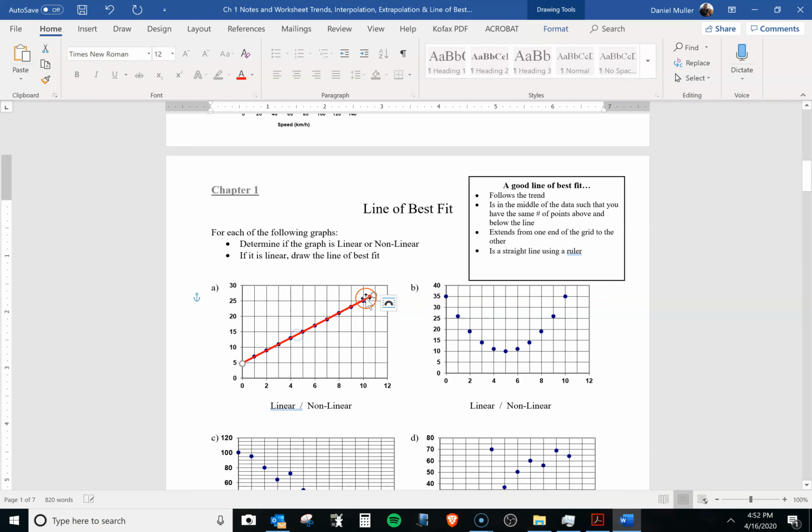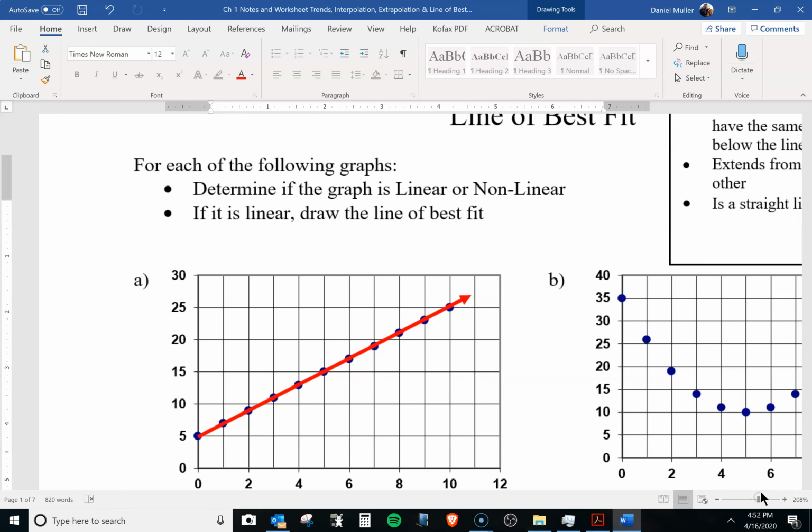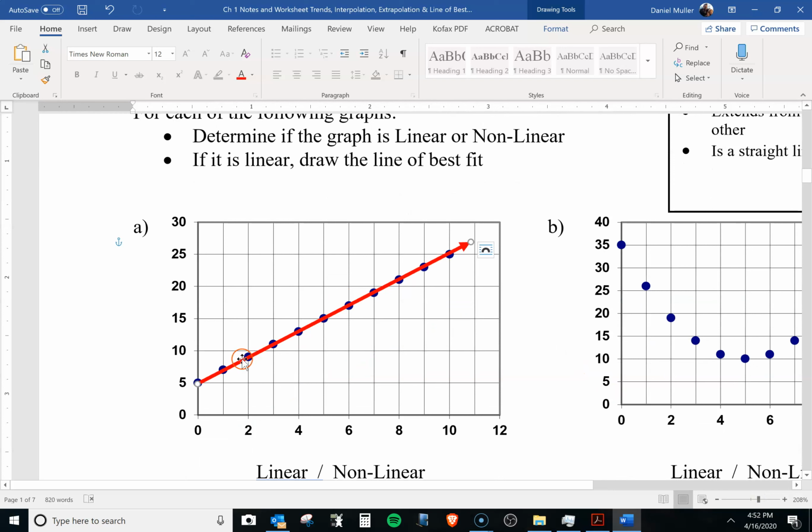I'm going to start there and go. And it looks to me, if I zoom in here, that my line goes through, wow, that's actually quite nice. It goes through all of the points. So that would be my line of best fit, though I do want to make sure I go all the way to the end of the graph. So that's what I'll do.